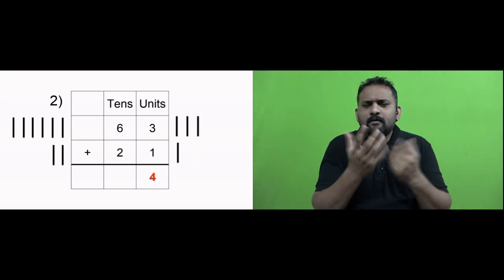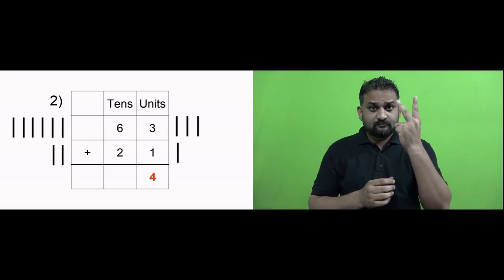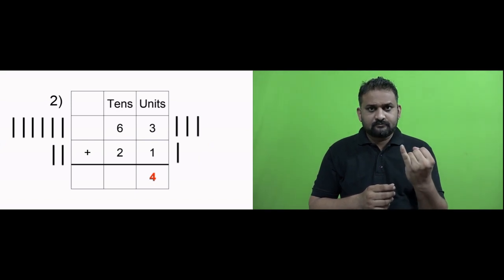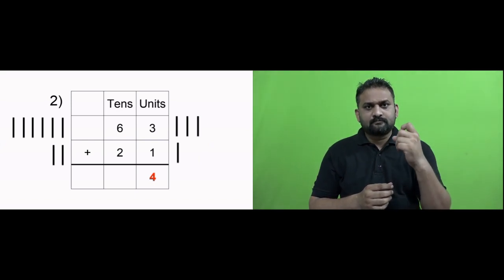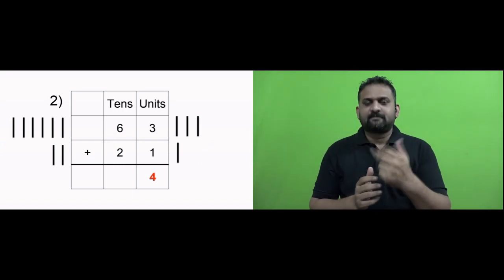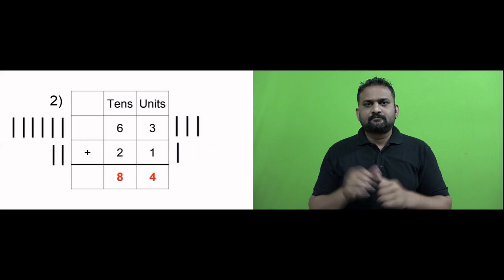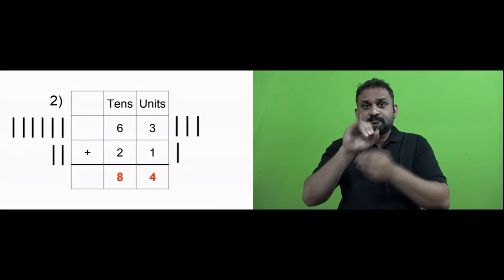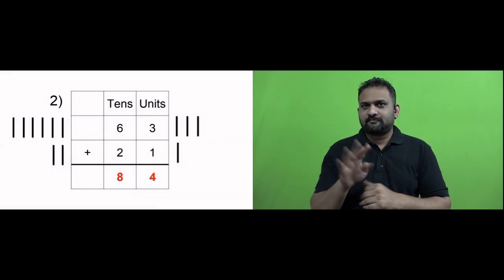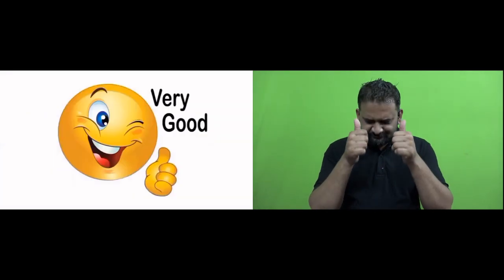Let's count the lines all together. 1, 2, 3, 4, 5, 6, 7, 8. The answer is 8. The answer to the sum 63 plus 21 equals 84. Very good, children.